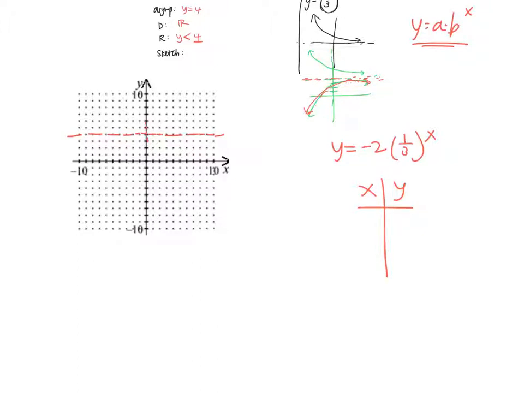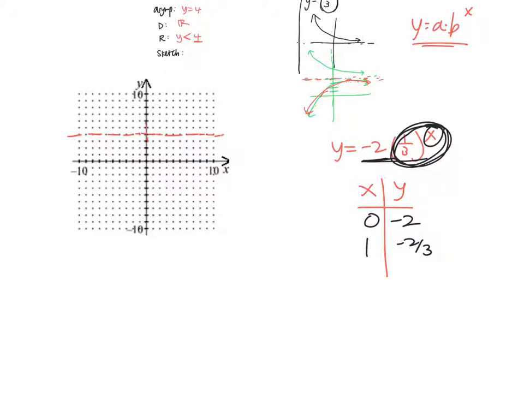So one easy point would be 0, right? If I plug in 0 right here, 1/3 to the 0 is 1. 1 times -2 is -2. Okay, so now let's think about what easy values might be to plug in here, right? And I know I'm going to eventually multiply by -2. So I can go ahead and plug in 1. If I plug in 1 for x, I get 1/3 times -2, which gives me -2/3.